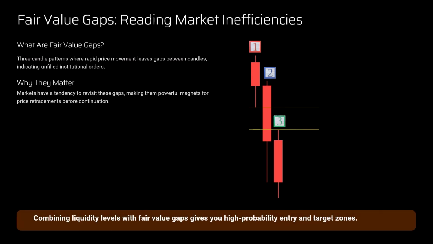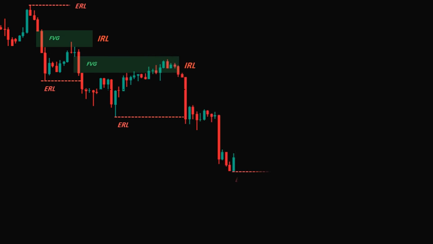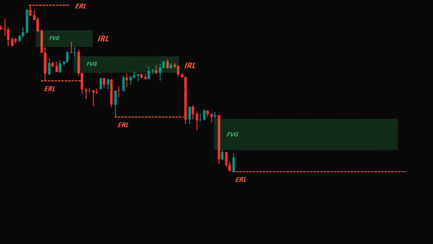What happens in the market is that large players shift the price to fill their orders. To sell at the price they want, the market often has to trade higher first, filling in any inefficiencies along the way before moving lower again. If we look at the charts, you can see this in action with fair value gaps. This process often repeats, creating multiple fair value gaps, each being respected by the market. What's interesting here is that we're not just seeing inefficiency, but also internal range liquidity being formed.